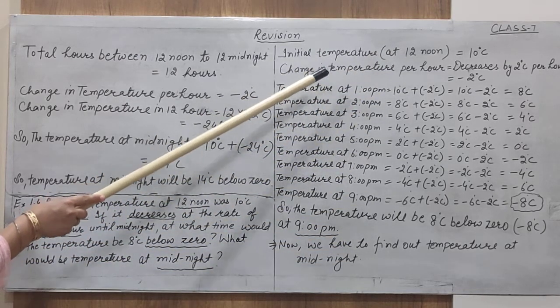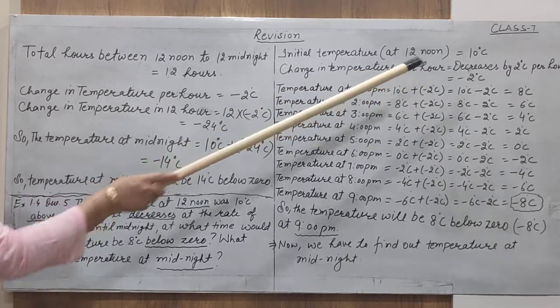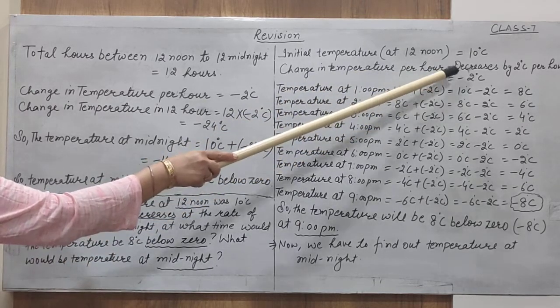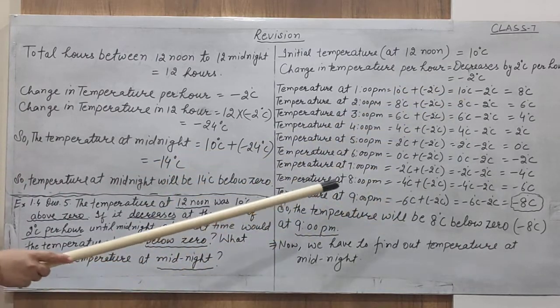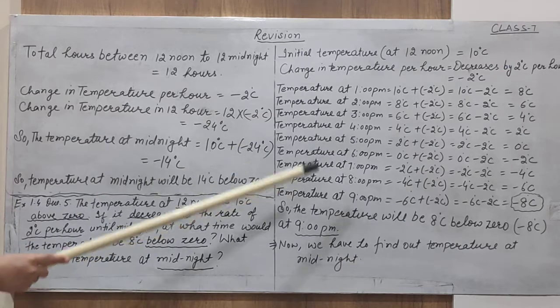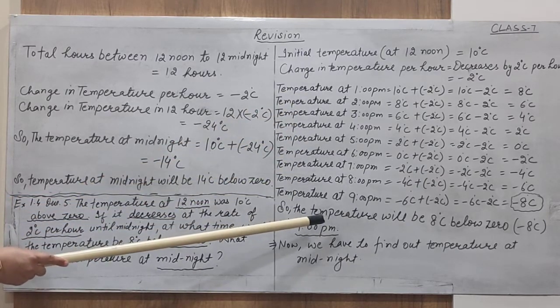Initial temperature, then change in temperature, either decrease or increase. Understand these terms. When decrease is used, you have to use the negative sign. When increase is used, you have to use the positive sign. And by this method, you can find out the temperature step by step.